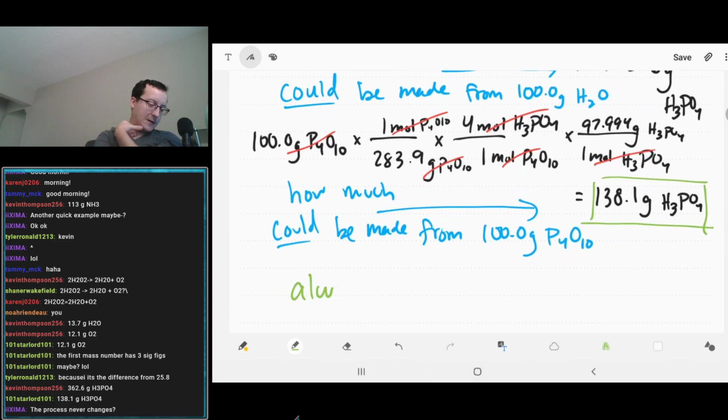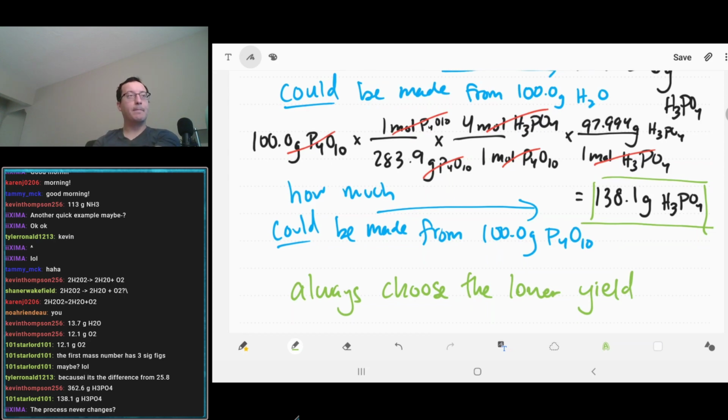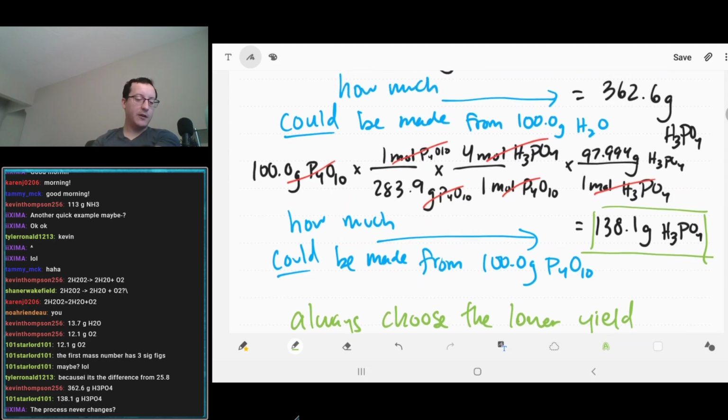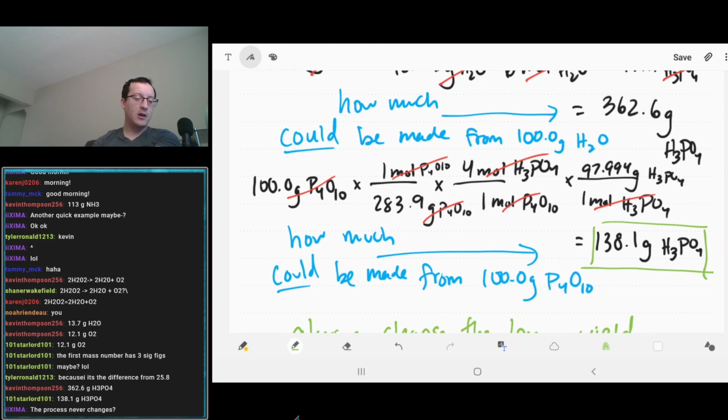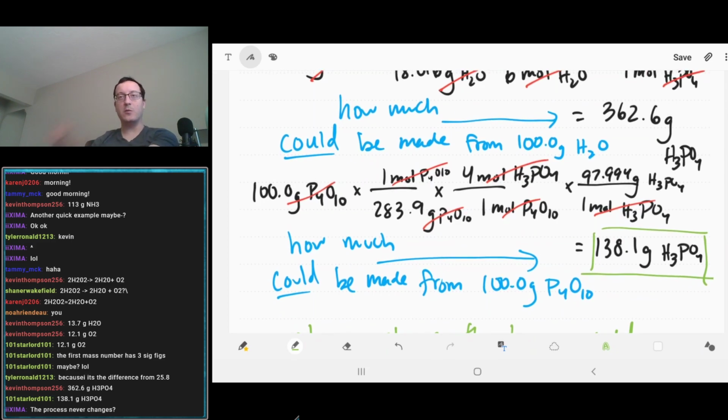We always choose the lower reaction yield. Because if we have 100 grams of each one, we could make a lot more phosphoric acid with that amount of water. However, just like our sandwich shop, we are going to run out of bread, which is going to be our P4O10, quite early, right? We're going to be able to make 138.1 grams of phosphoric acid, but after that, we don't have any more P4O10.